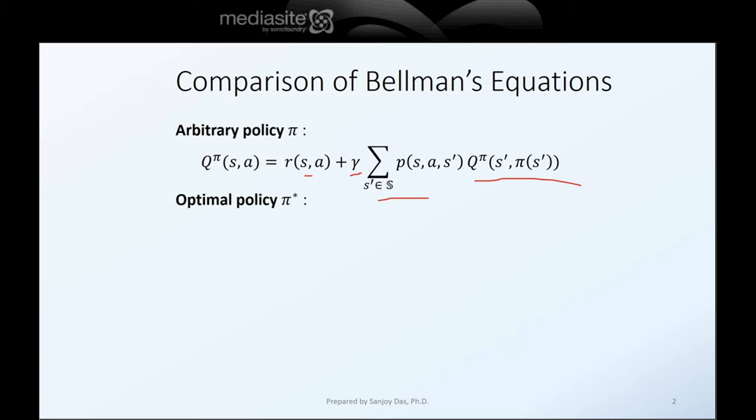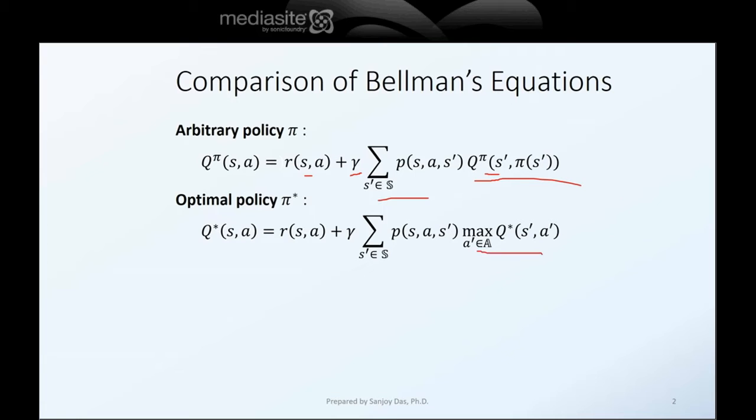And for the optimal policy, pi star, the Bellman's equation is here. All we have done is replace this Q with the maximum of the Q's, because when we are carrying out the optimal policy, then at every state S prime or S, we are always going to find the action which gives us the maximum Q. So these are the Bellman's equations.